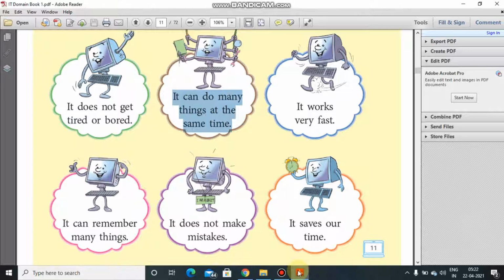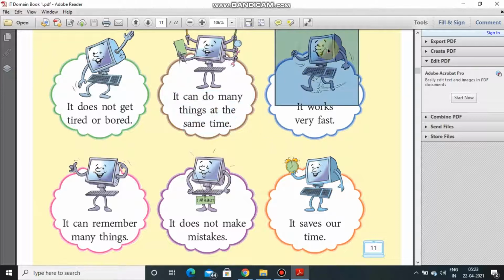Like some of the humans are also versatile, right? Like your friend or your father who can work as a teacher, who can work in an office, and sometimes if your vehicle gets damaged, the car is also repaired by your father. So some people are versatile. Similarly, a computer is also a versatile machine which can do many things at the same time.